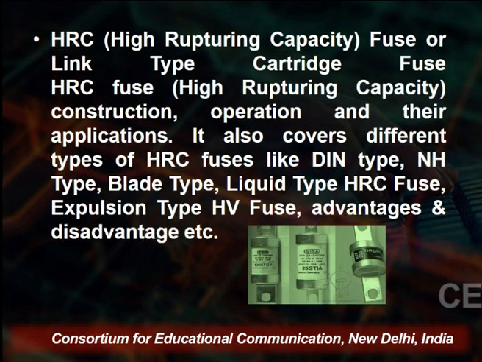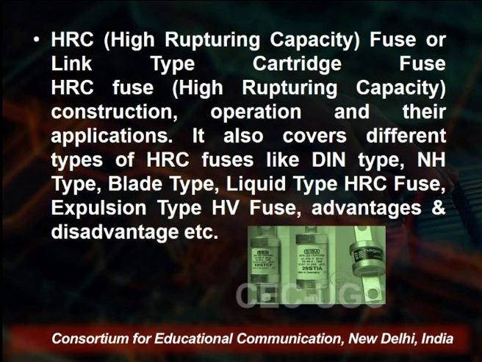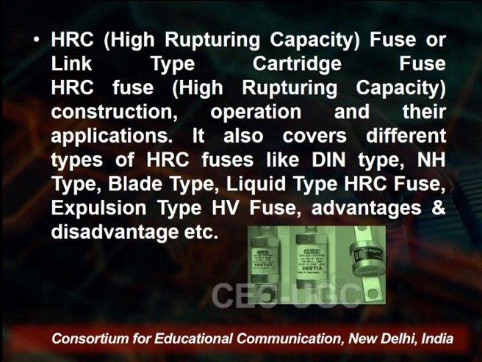Next type is the HRC, which is the high rupturing capacity fuse, or the link type cartridge fuse. HRC fuse, you see on the screen, is another type of fuse having a high rupturing capacity. Construction, operation and application cover the different types of HRC fuses like DIN type, NH type, blade type, and liquid type HRC fuse, and there are many advantages and disadvantages.